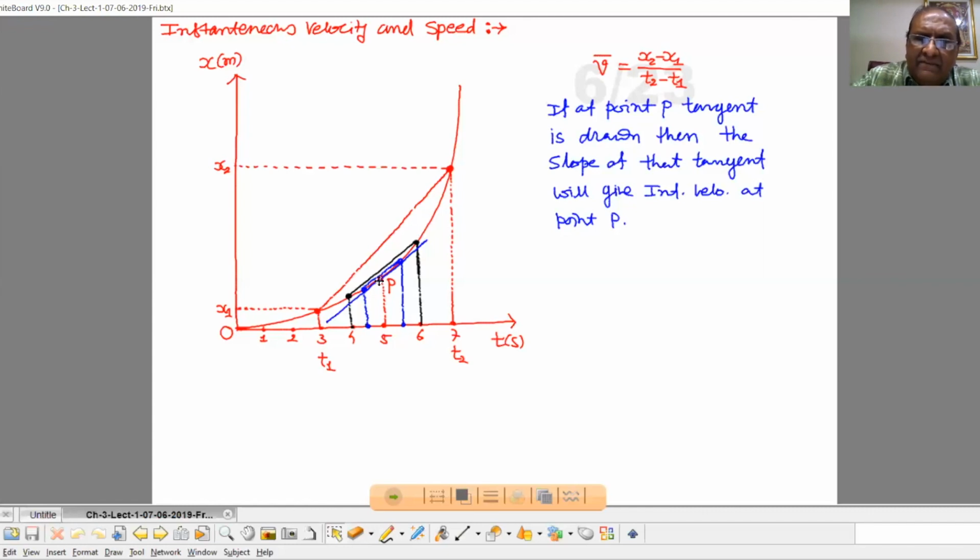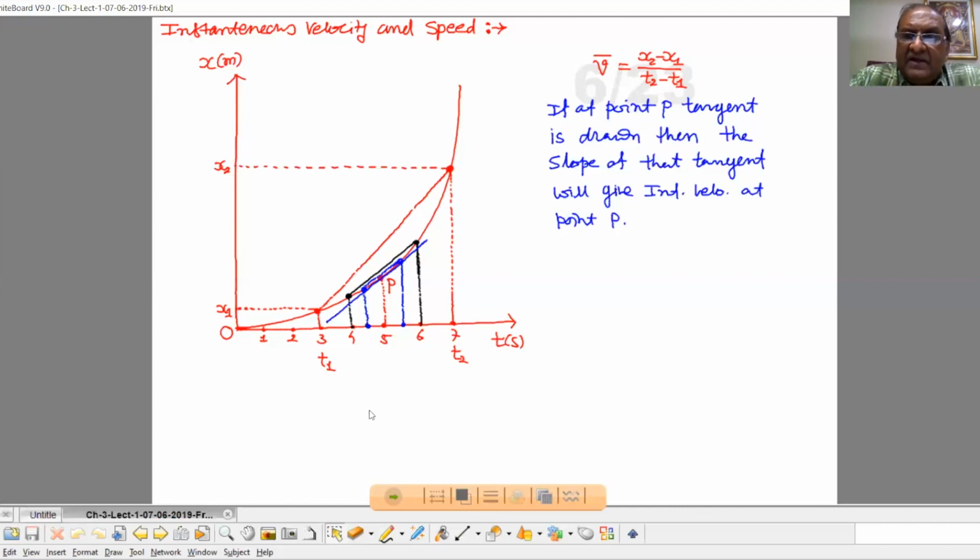Here you will get 2 points very close to the position corresponding to 5 seconds. And then suppose you draw a line passing through those 2 points, you can observe that it will be almost tangential to this point P on the graph, which corresponds to 5 seconds.